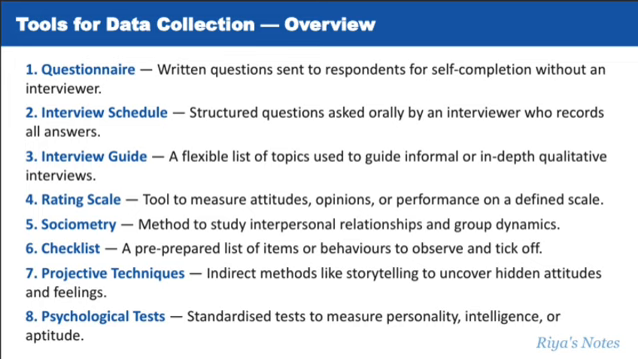4. Rating scale, tool to measure attitudes, opinions, or performance on a defined scale. 5. Sociometry, method to study interpersonal relationships and group dynamics. 6. Checklist, a pre-prepared list of items or behaviors to observe and tick off. 7. Projective techniques, indirect methods like storytelling to uncover hidden attitudes and feelings. 8. Psychological tests, standardized tests to measure personality, intelligence, or aptitude.